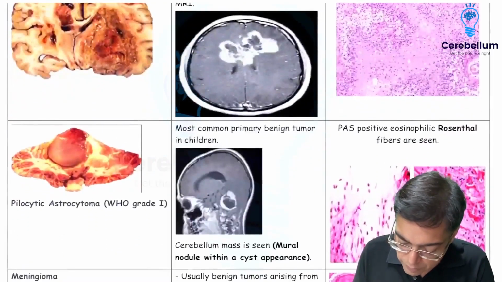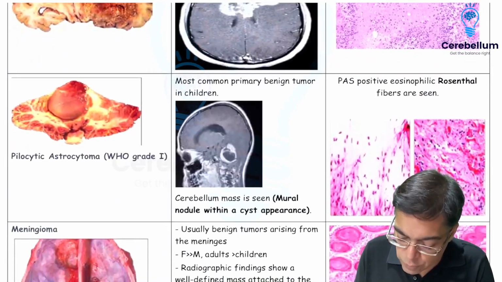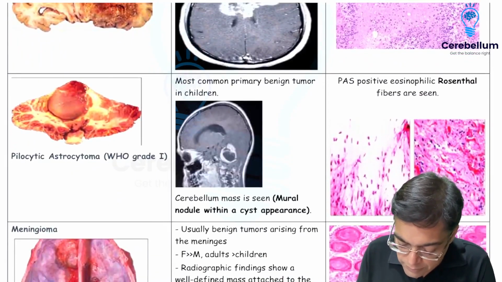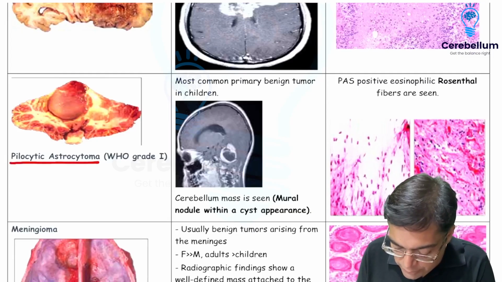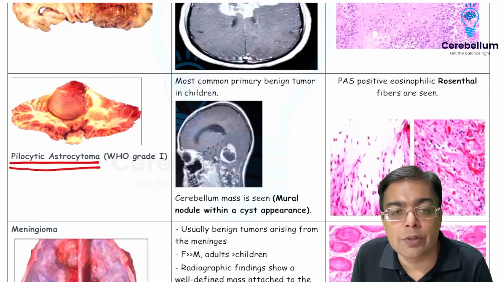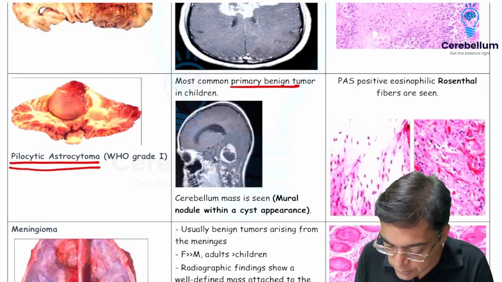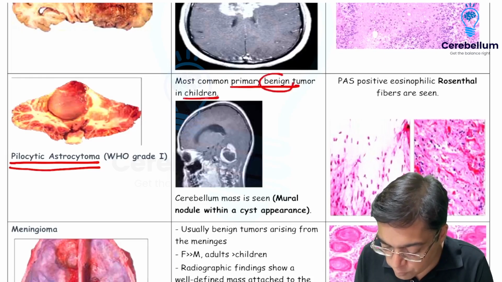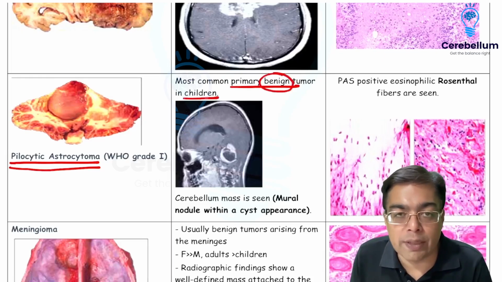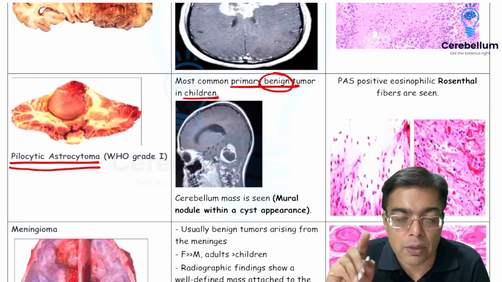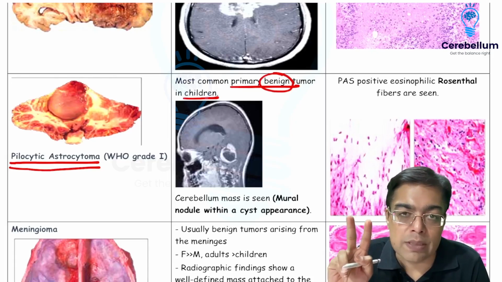The second thing that we need to remember is a tumor which is also derived from astrocytes, just like the glioblastoma, but this one is called pilocytic astrocytoma. Pilocytic astrocytoma is a tumor very commonly seen in children, and it happens to be a benign tumor. So it is also derived from astrocytes, but difference number one, the age group is different. Pilocytic astrocytoma is a pediatric tumor. Difference number two, pilocytic astrocytoma is a benign tumor.